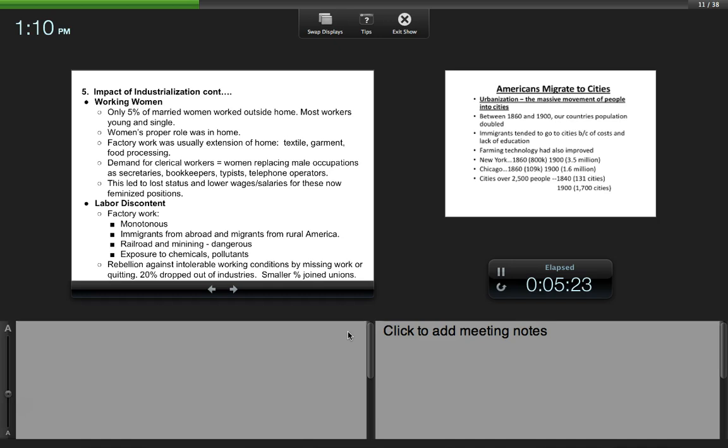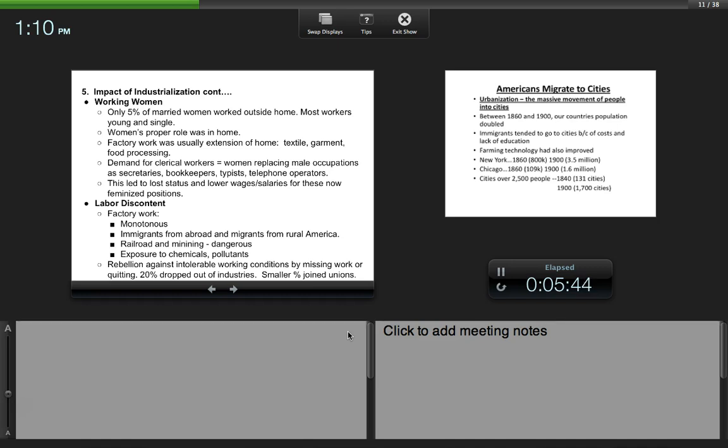But as time goes on, and goes all the way till today, jobs that are held by women stereotypically get paid less, and that starts during the Gilded Age, and it's continued all the way on till today. All right, what's the problem with factory work? There's not a lot of pride in factory work. It's very monotonous. It can be very, very dangerous.